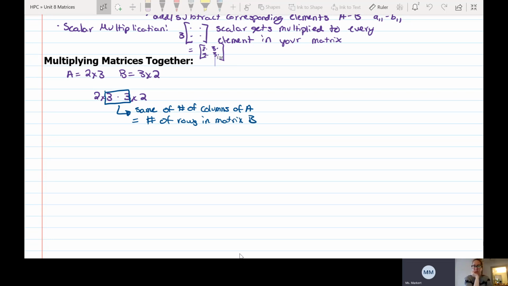And then the final key point for multiplying matrices together is that your solution matrix will end up being, for this example, a 2x2 matrix. So you take the outside two numbers here, and that is the order of your solution matrix. So that's number of rows of A by the number of columns of B.